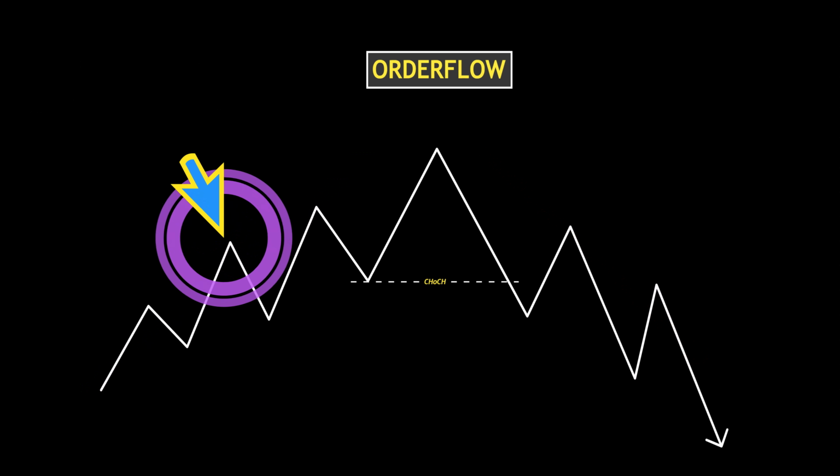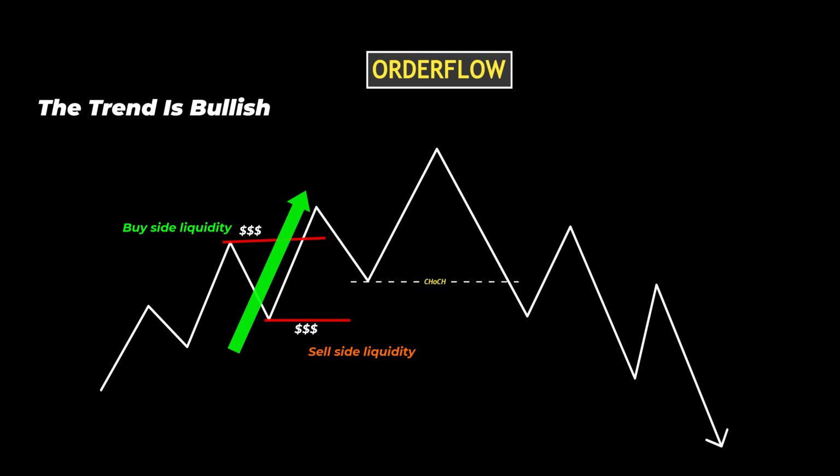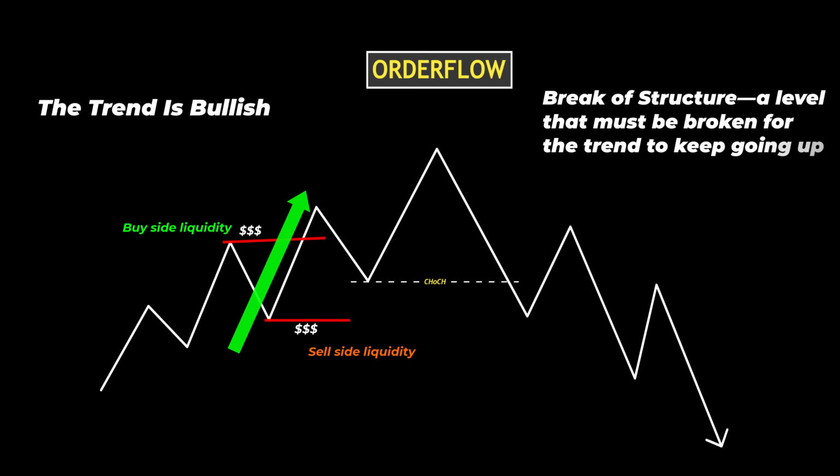Now, here's how it works. When a new swing forms, liquidity builds at both the high and low. The high becomes buy-side liquidity and the low becomes sell-side. Now, if price breaks through the buy-side, it means the trend is bullish. And that's what defines our break of structure, a level that must be broken for the trend to keep going up.